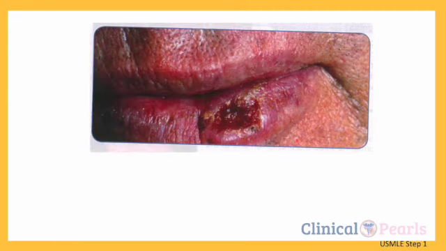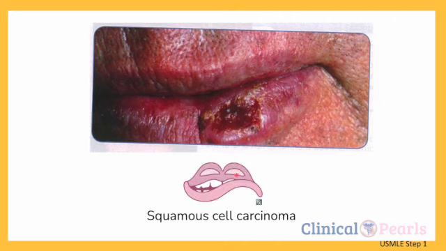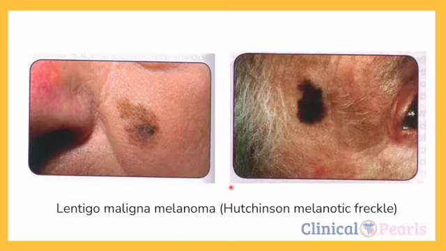Next photo is for squamous cell carcinoma. Squamous cell carcinoma of the lips is more common in the lower lip, while basal cell carcinoma is found more commonly in the upper lip. You can also remember this as such. This is lifted from the USMLE Step 1. The next photo is lentigo maligna melanoma or Hutchinson melanotic freckle.